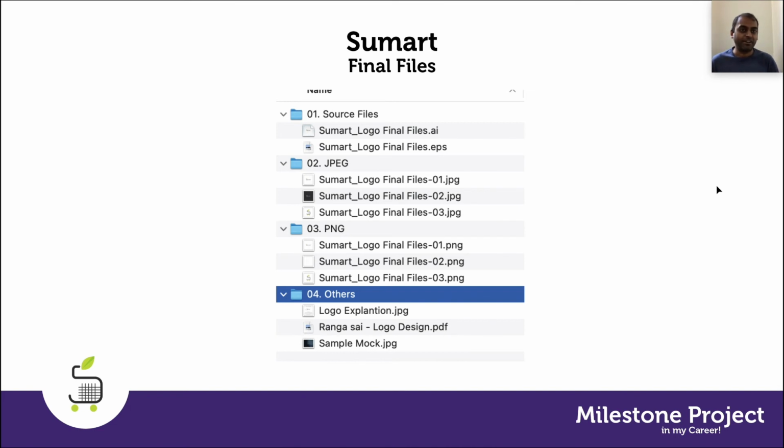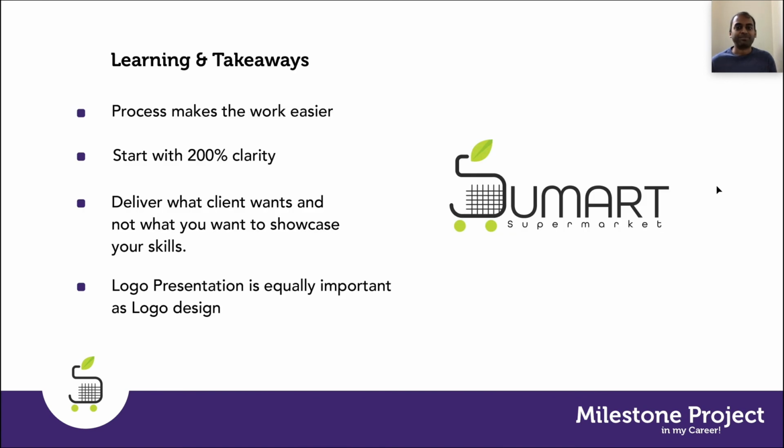The final files include the source files, which means both the Illustrator file in AI and EPS format, and a JPEG file. Also a JPEG file on a different background, and the standalone icon as a JPEG file. Then a PNG file on a transparent background with the standalone icon, and the others are the logo explanation slide, the initial PDF which they filled, and the sample mockups. So these are all the final things I submitted to the client.